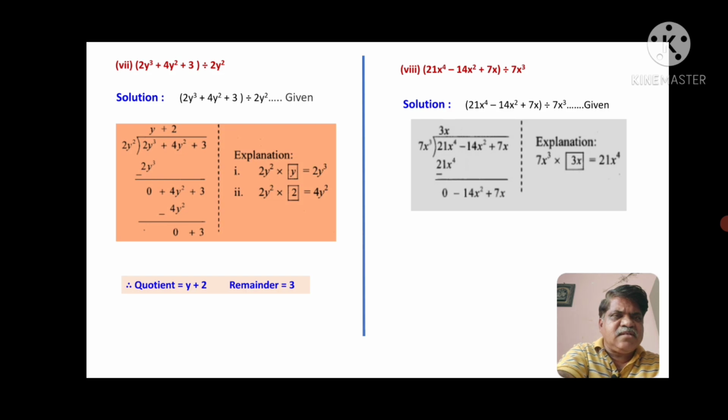So you can see here that 7x cube is multiplied by 3x, so in order to have 21x fourth, we write 3x as the quotient term and 21x fourth as the subtractive part. So 21x fourth minus 21x fourth cancels, and next, minus 14x square is taken below, plus 7x. This will be the remainder, since the divisor is 7x raised to cube, and the first term that you are getting is x square. So further division is not possible. So it could be ended.